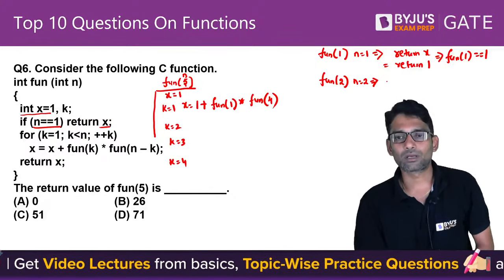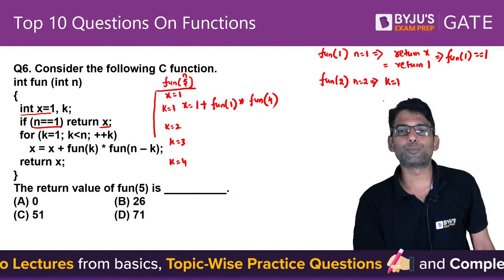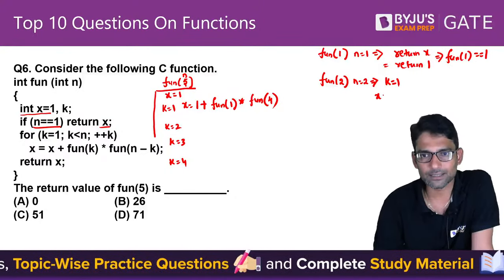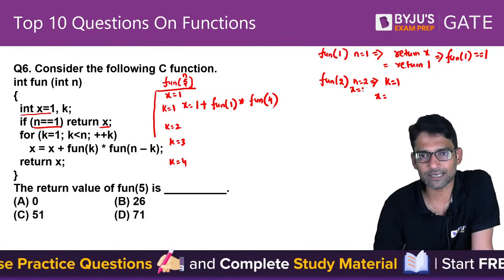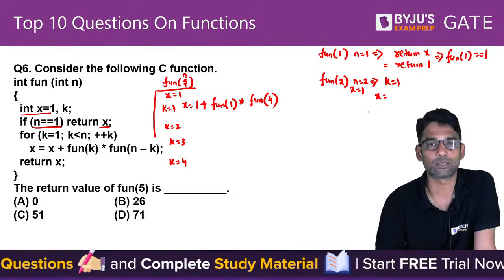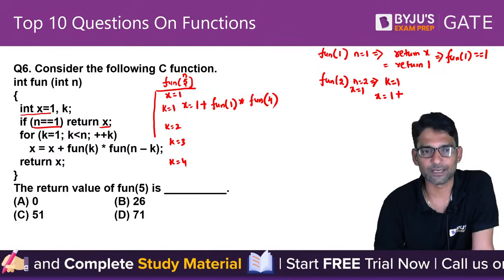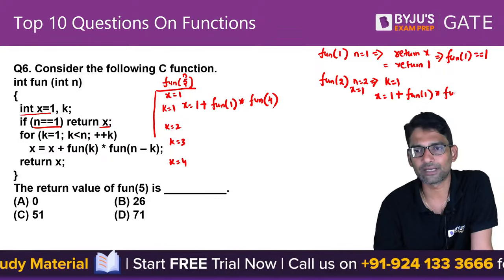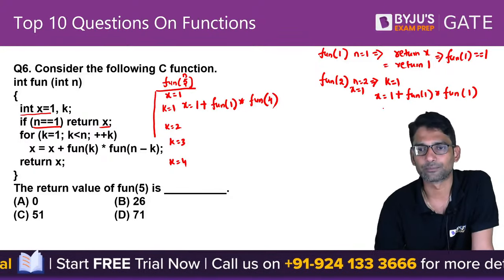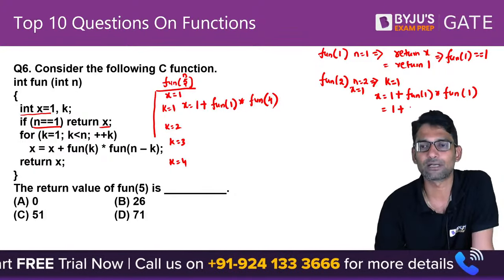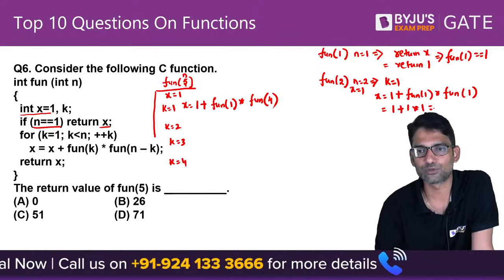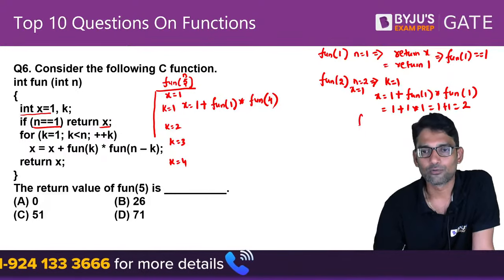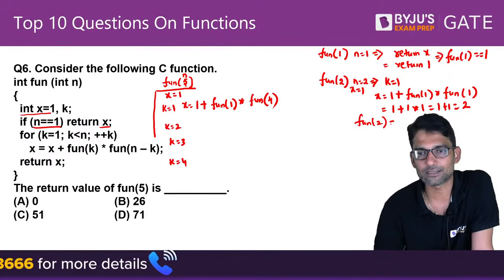So, loop runs for 1 time, k equal to 1. Every time x gets initialized to 1 because it is a local variable. x plus fun of k into fun of n minus k, 2 minus 1, 1. What is fun of 1? 1. So, 1 plus 1 into 1, that is 1 plus 1, 2. So, we got fun of 2 as 2.